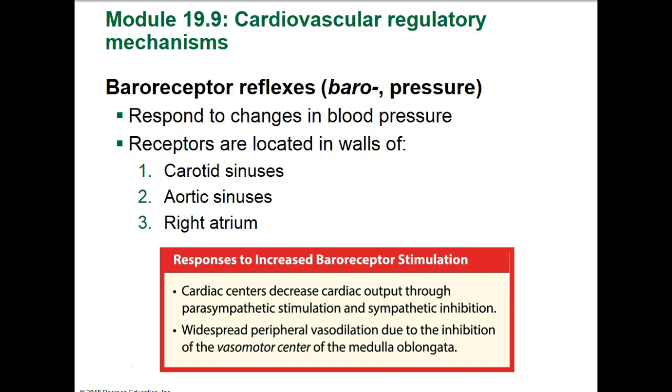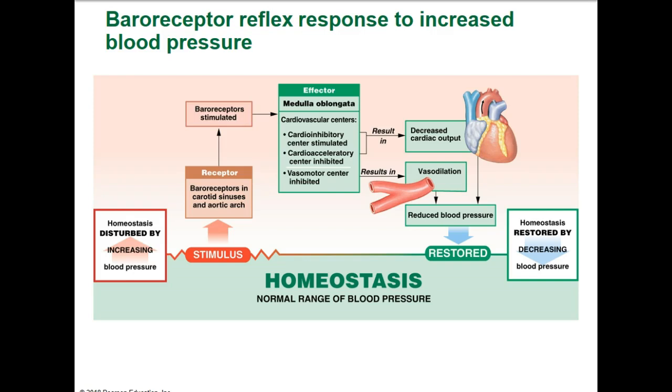And then we have a widespread peripheral vasodilation because of inhibition of the vasomotor center of the medulla oblongata in this case, if the baroreceptor reflexes kick in. So in this chart, we see the baroreceptors in the carotid sinuses and aortic arch are kicking in because you have an increase in blood pressure.